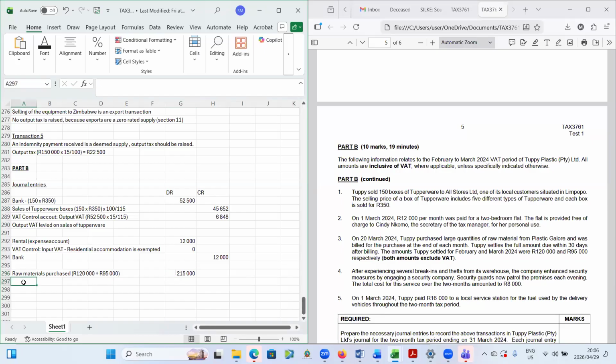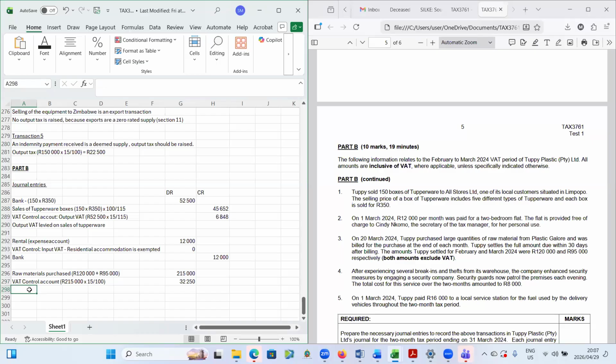Remember, when you purchase, you are entitled to claim input tax. So look at the VAT control account. If the amount excludes VAT, how much is the VAT? If the amount is excluding VAT, for you to be able to get the VAT portion, you simply multiply by 15 over 100. So how much is 15% of 215,000 rand? Yes. 32,250. Yes. Which account is credited?